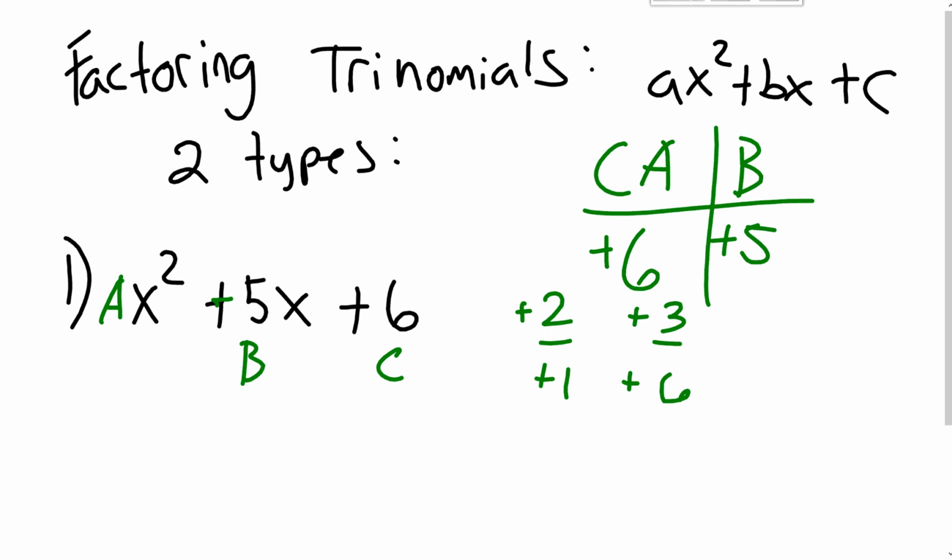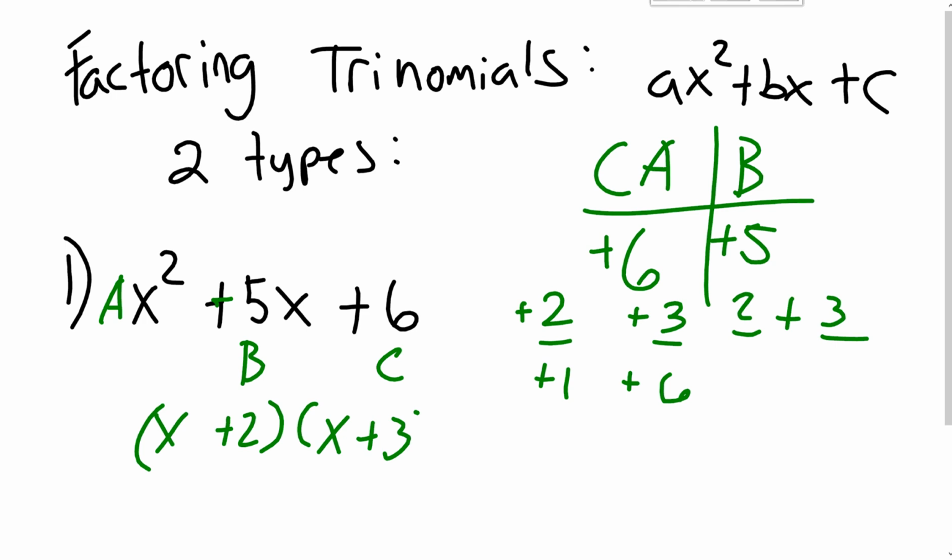So if I add these, what plus what? So 2 plus 3 is 5. So my factors are x plus 2 and x plus 3. And so if I FOIL that out, I can see I get to that.